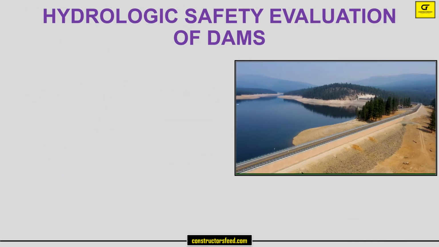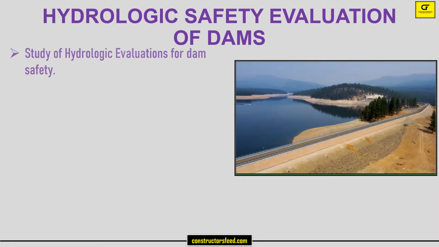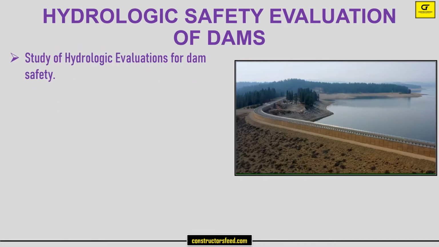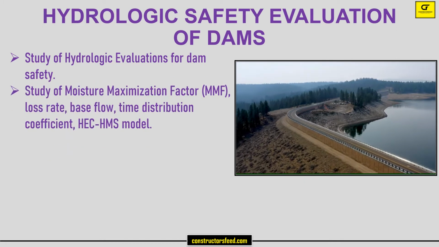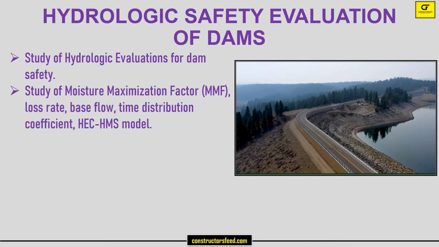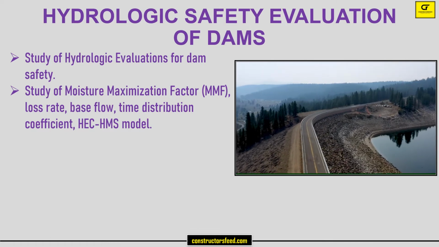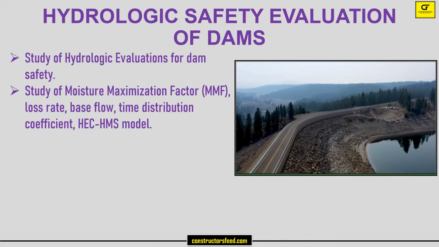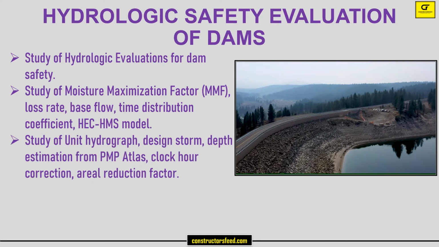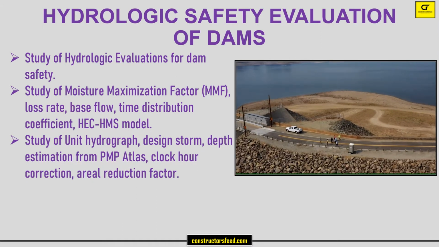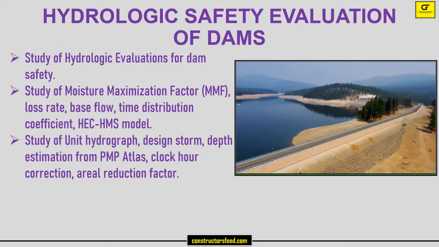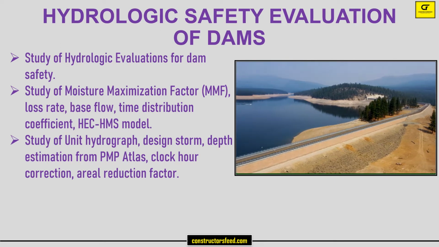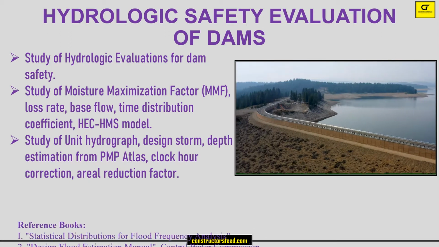Hydrologic safety evaluation of dams. Study of hydrologic evaluations for dam safety. Study of moisture maximization factor, MMF, loss rate, base flow, time distribution coefficient, HEC-HMS model. Study of unit hydrograph, design storm, depth estimation from PMP Atlas, clock hour correction, areal reduction factor. These are the reference books.